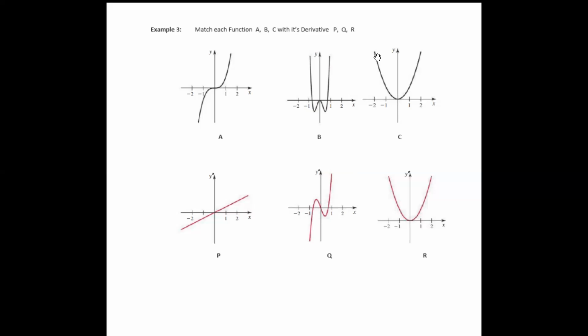Now let's look at this one. The slope is always negative till you get here, and then always positive. In other words, always below the x-axis, then always above, and that's P. Okay, so make sure you are following this.